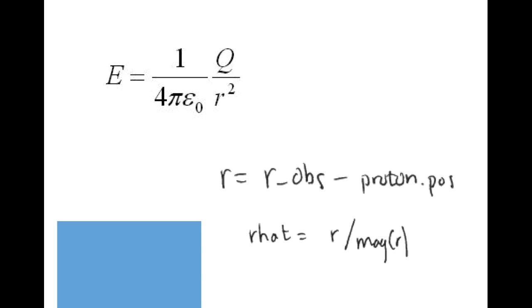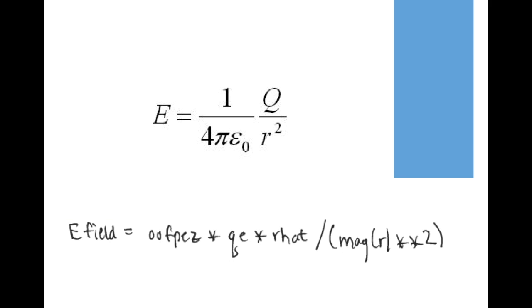To get our vector R first, though, we take the observation location of R that is given in the problem minus the position of the proton. So it's R observation minus R source. And then to get R hat, we do our vector R divided by its magnitude. This is shown here in the bottom. Now we have all the values that we need to write the code for the equation of E. This is shown at the bottom.